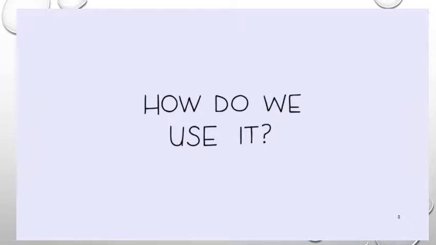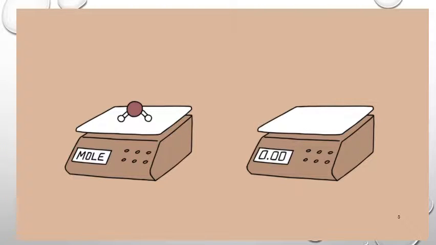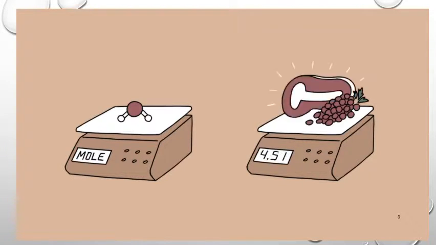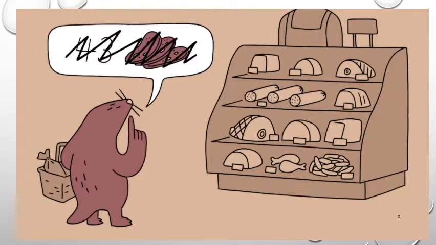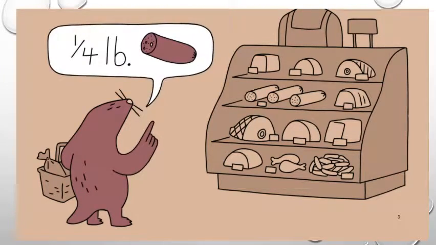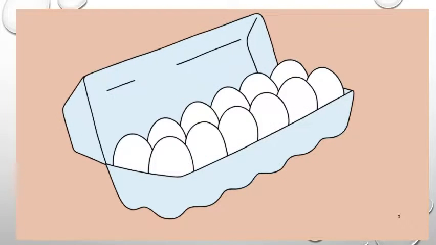Okay, now we sort of have an idea how large the mole is. So how do we use it? You might be surprised to know that chemists use it the same way you use pounds to buy grapes, deli meat, or eggs. When you go to the grocery store, you don't go to the deli counter and ask for 43 slices of salami. You buy your salami by the pound. When you buy your eggs, you buy a dozen eggs.